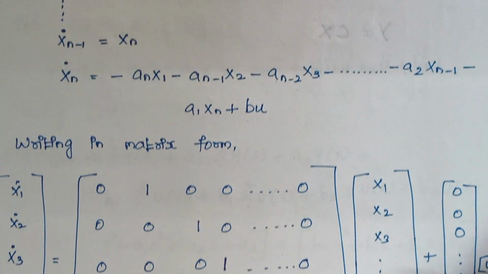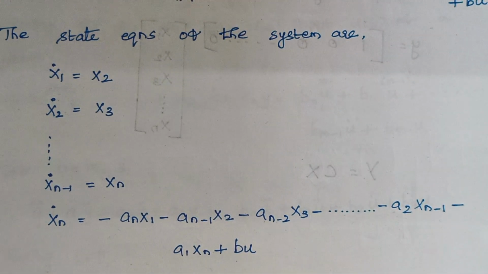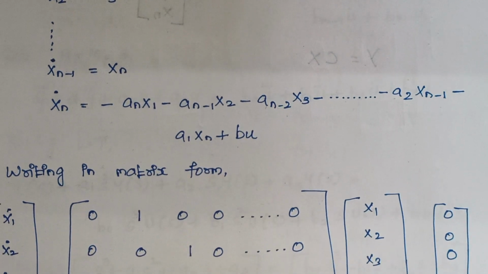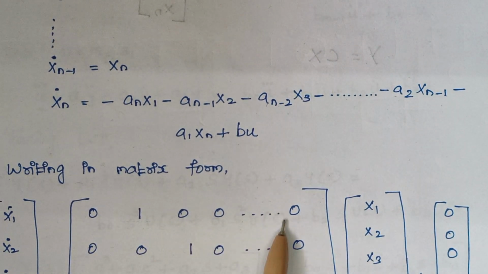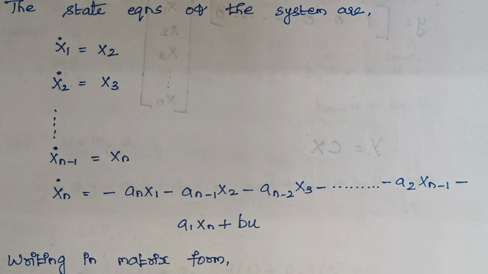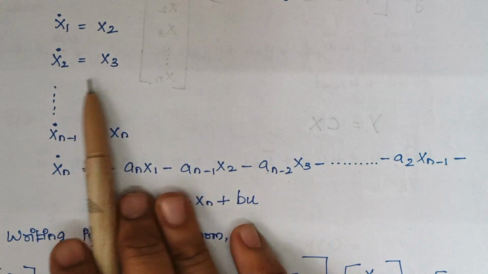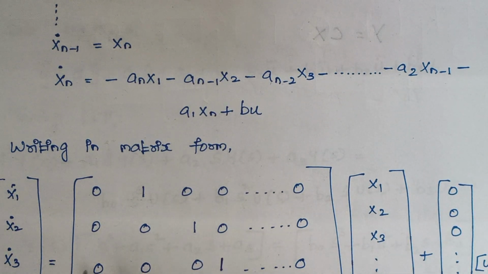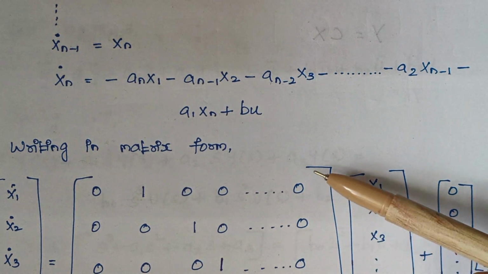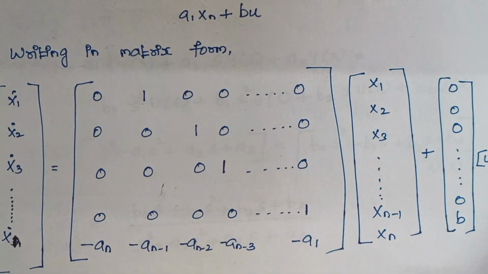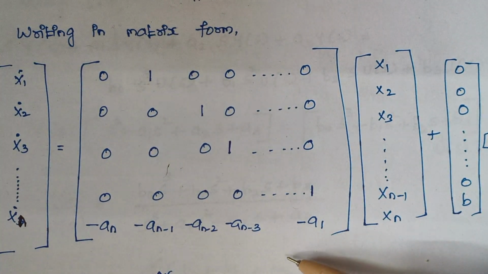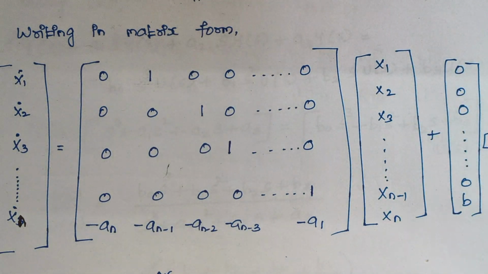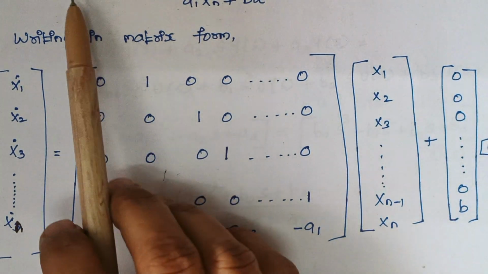And here, when writing the expression as usual, x1 dot is equal to x2. So the coefficient of x2 is made 1 and the remaining terms are 0. And again x2 dot is equal to x3, so the coefficient of x3 is 1 and the remaining terms are 0. Likewise you arrange the terms, and we have a matrix like this, which is multiplied by the respective x1, x2, and it goes like this, plus again up to the xn dot.